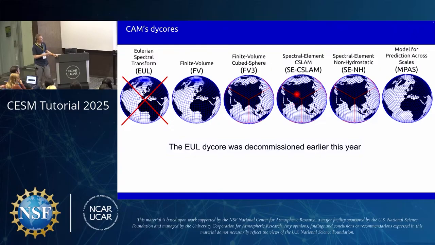Then we have spectral element C-SLAM. That's what we're going to use for CESM3 for the 1 degree resolution. I don't have slides on the details of that, but it's basically a local Galerkin method, if you've ever heard of that. So it's kind of a high order local method.